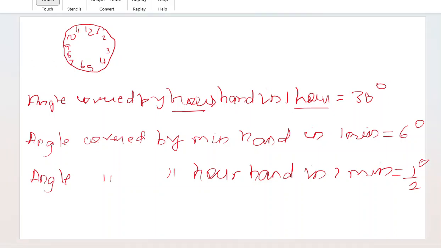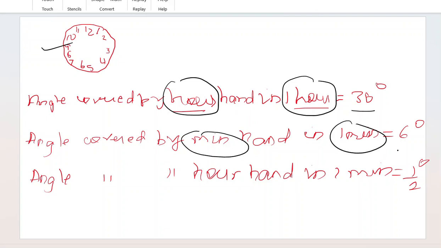Now, what is required to be remembered is these three values which are very important. The first one is the angle covered by the hour hand in 1 hour, and this answer you have to remember as 30 degree. Further, you also have to know the angle covered by the minute hand in 1 minute. This is 6 degree. And whenever I take the angle covered by the hour hand in 1 minute, I have to remember it is half degree.